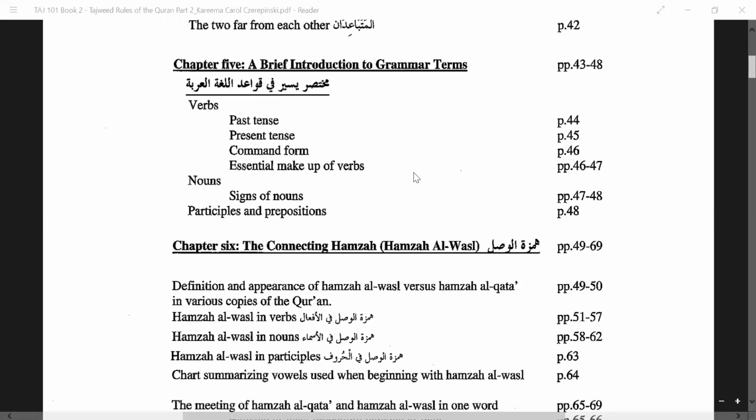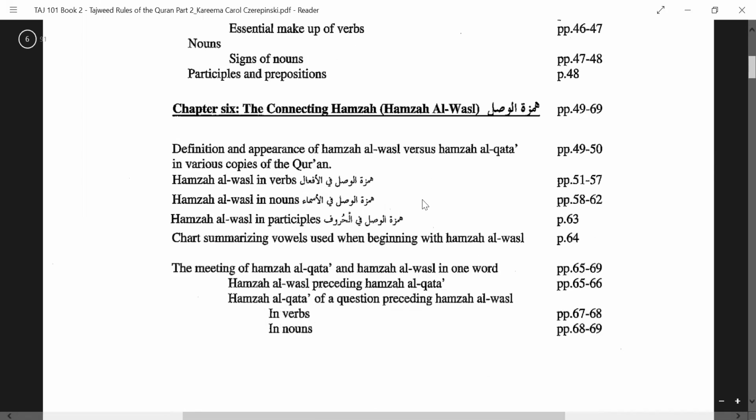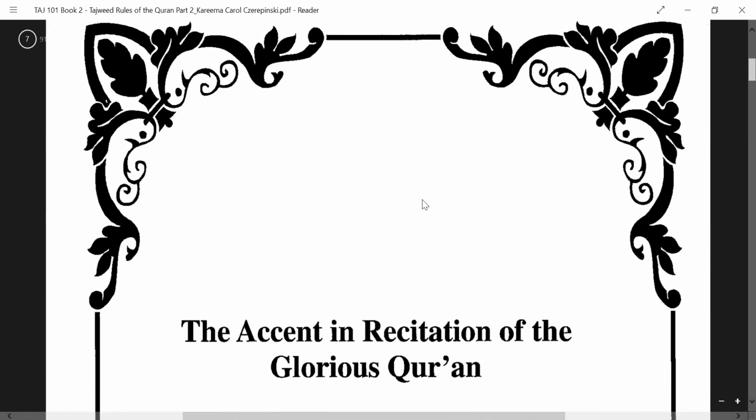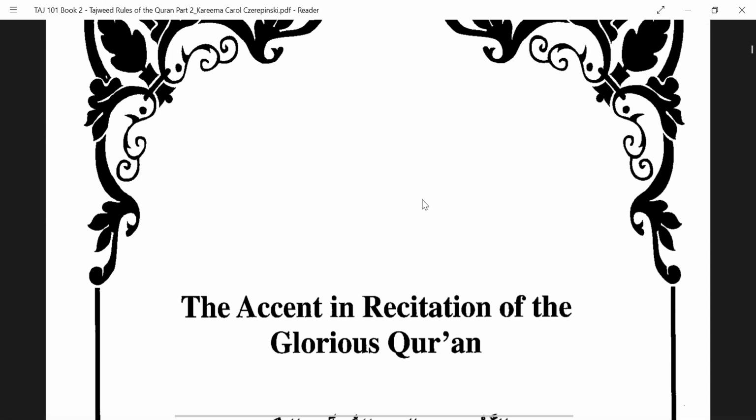Okay, so next, after the introduction to grammar terms, is the connecting hamza, which is also known as hamzatul wasl. We will see what that is, and that is the end of the book. So we have completed the index, not the book. We will begin the book, inshallah, now.